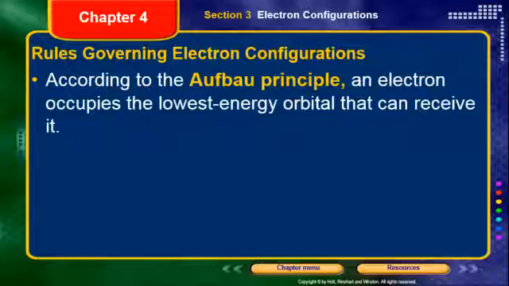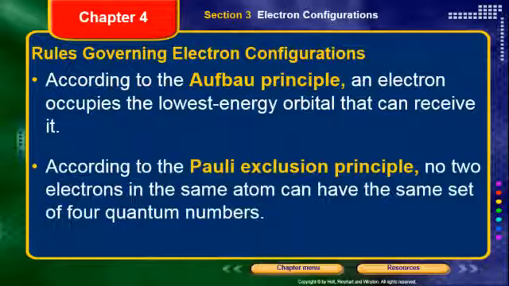So according to the building up principle, an electron occupies the lowest energy orbital that can receive it. All right, so the lowest energy orbital that is open that can take an electron will. You don't jump straight up to the 4f orbital if the 1s orbital is still open.